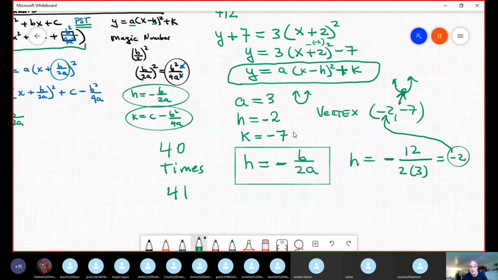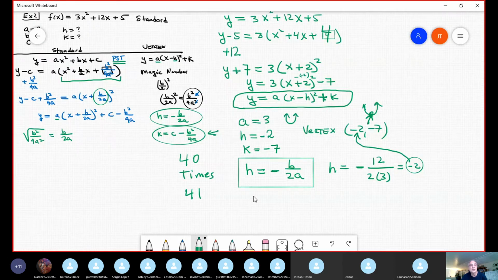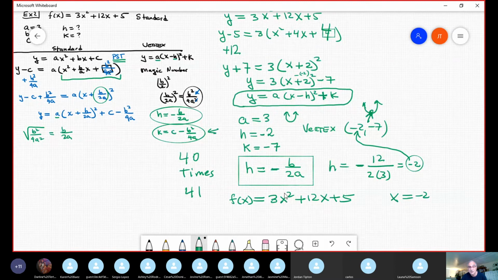Now, in order to find K, I can use a formula, but I don't like it because it's too long, so I prefer doing it that way. Look, let me show you. You evaluate in the original function, f of x equals 3x squared plus 12x plus 5. You evaluate x equal to minus 2, in order to find the y value associated with this number. f of x is y.